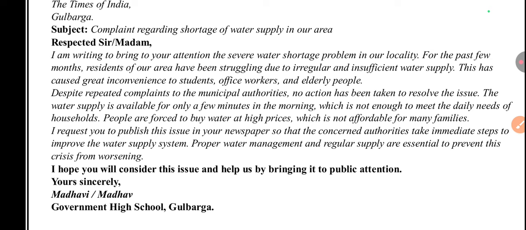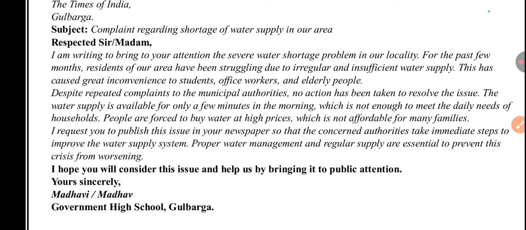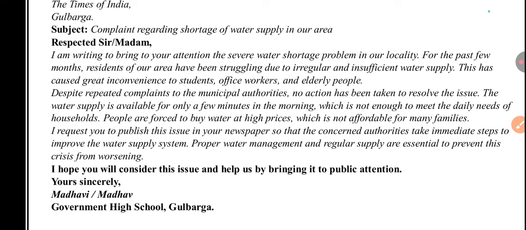Despite repeated complaints to the municipal authorities, no action has been taken to resolve the issue. The water supply is available for only a few minutes in the morning, which is not enough to meet the daily needs of households. People are forced to buy water at high prices, which is not affordable for many families. I request you to publish this issue in your newspaper so that the concerned authorities take immediate steps to improve the water supply system. Proper water management and regular supply are essential to prevent this crisis from worsening. I hope you will consider this issue and help us by bringing it to public attention. Yours sincerely, Madhvi or Madhav, Government High School, Gulbarga.